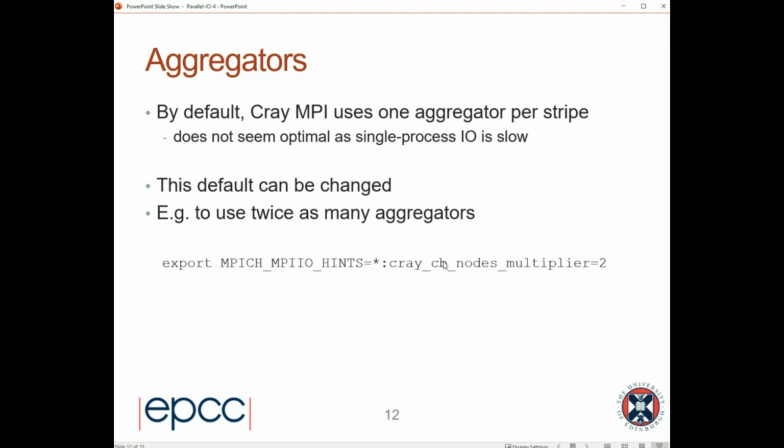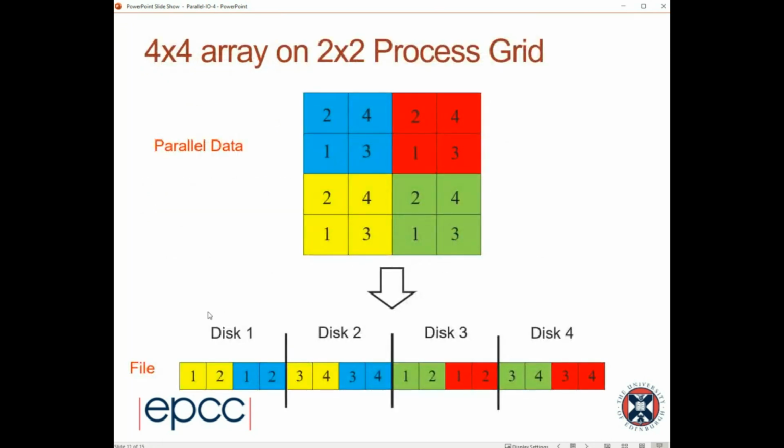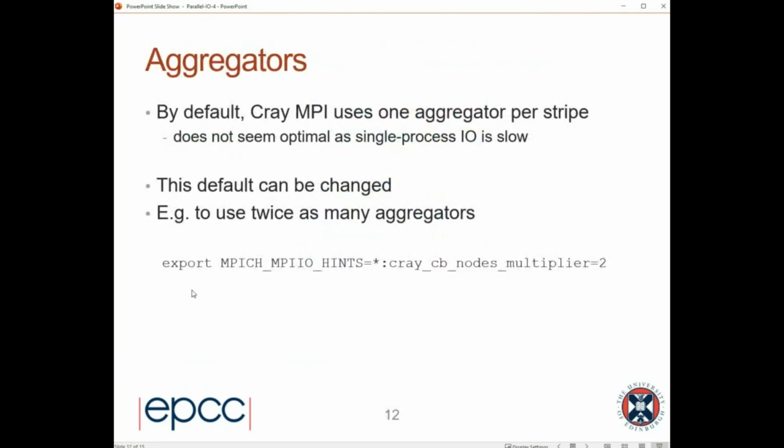And I think the reason is that one aggregator per stripe is nice because it means that you only have one process writing to each disk and there's no locking. If you had 2 aggregators per stripe, you'd have 2 processes writing to the disk, and then you'd need to maybe worry about contention between them. I think that's the reason. It's still not entirely clear to me.